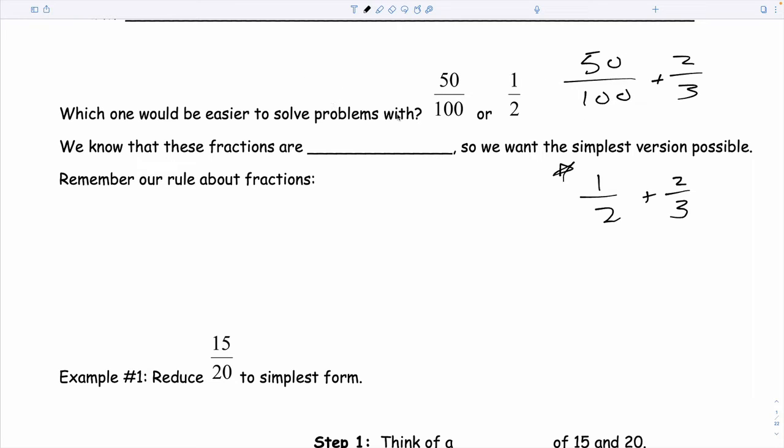So we know that these fractions are equivalent. Equivalent is a fancy word that means the same. We know they're equivalent, and we want the simplest version possible.